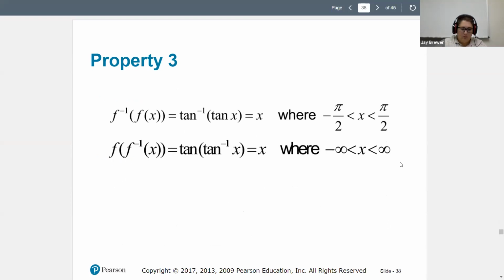Here's your property 3. It obviously goes with tangent. Make sure you write it down.